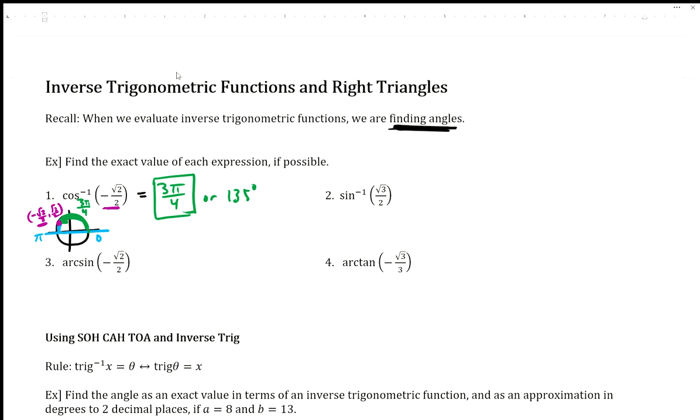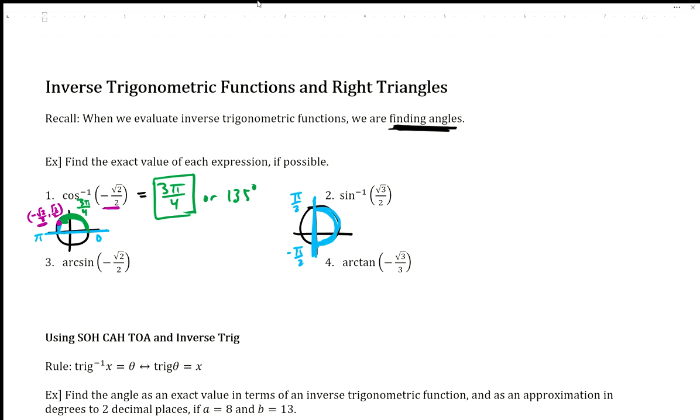So notice cosine inverse is cut in half, where we're only looking at the top half. When we have to do a sine inverse problem, we're going to cut it in half also, but down the middle, up and downward, where we're only looking at the angles in quadrant 1 and quadrant 4, where the quadrant 4 angles have to be negative. So this is our range for these answers: an angle between negative pi halves and positive pi halves.